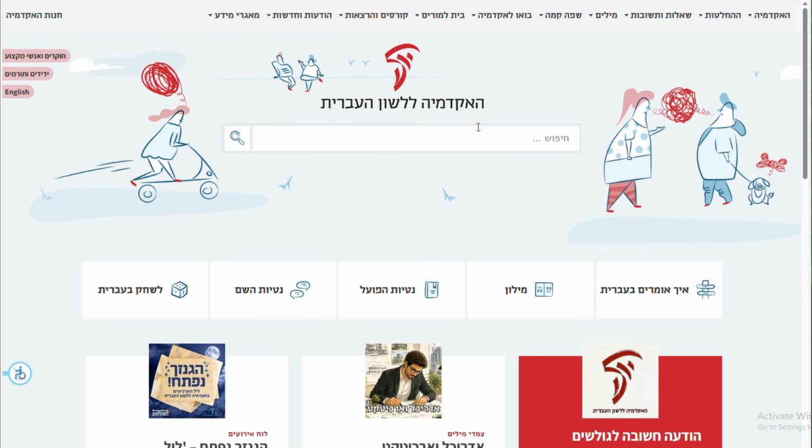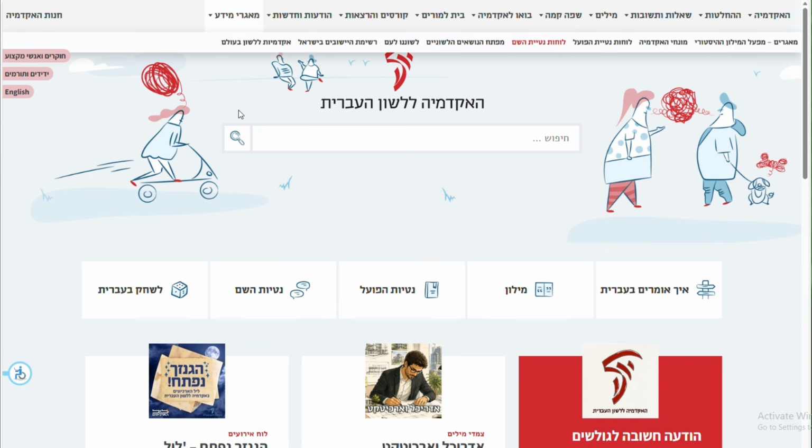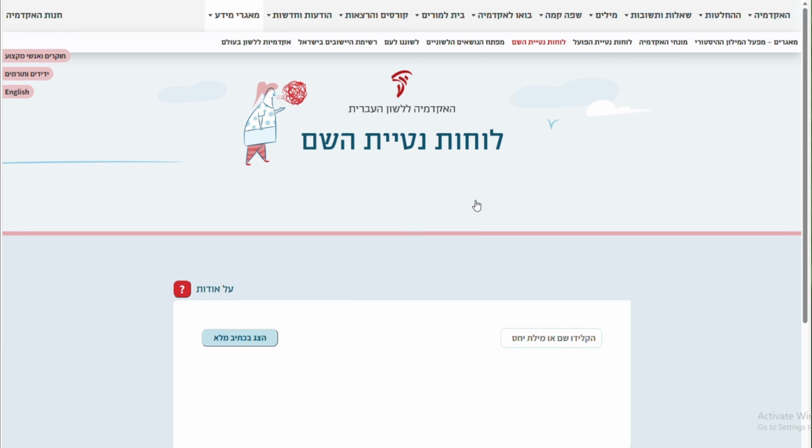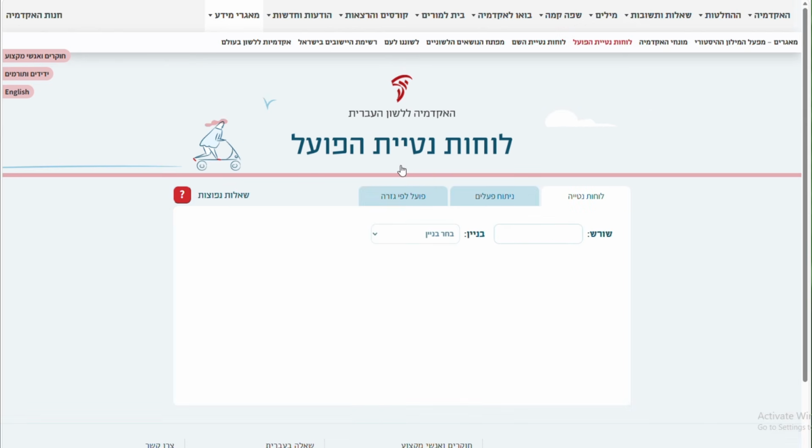This website is called Ha'akademia LaLashon Ha'ivrit, the Academy for the Hebrew Language. We've used it before to learn how to form nouns with suffixes attached. You can do that in this section called Luchot Netiyat Hashem, tables of noun forms. What we're going to look at today is this section here called Luchot Netiyat HaPoal, tables of verb forms.